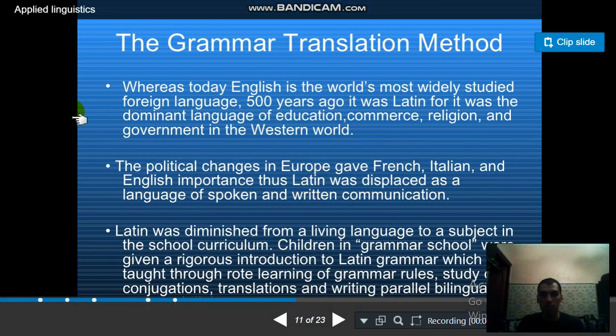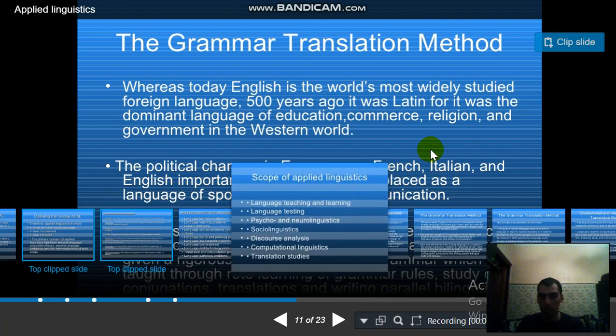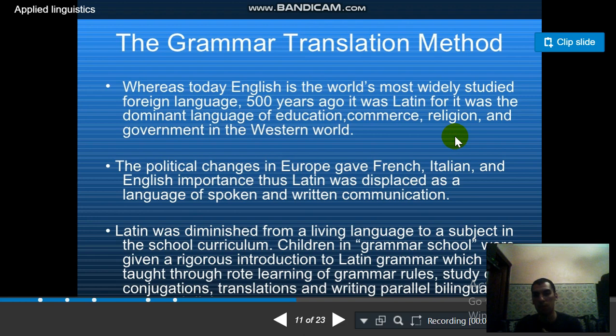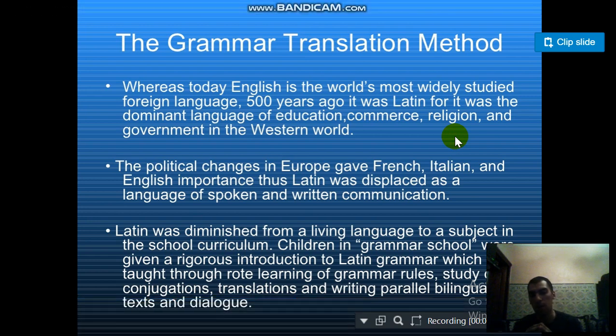The grammar translation method. Whereas today English is the world's most widely studied foreign language, 500 years ago it was Latin, for it was the dominant language of education, commerce, religion, and government in the Western world. The political changes in Europe gave French, Italian, and English importance. Thus, Latin was displaced as a language of spoken and written communication. Latin was diminished from a living language to a subject in the school curriculum.